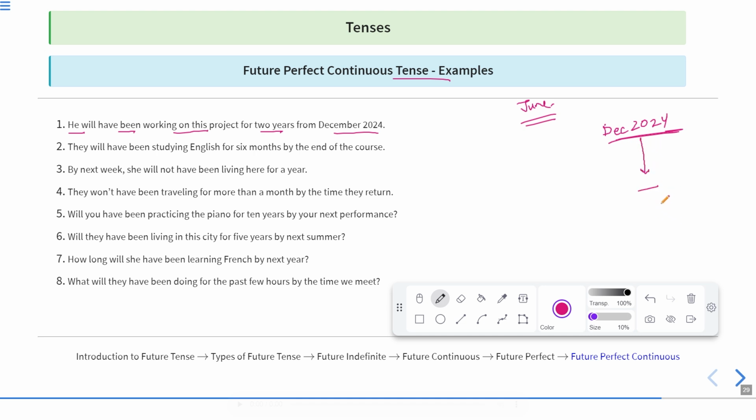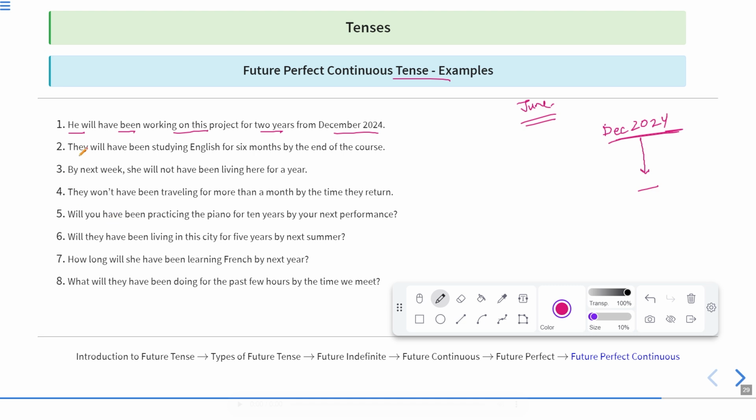Now, if we talk about some more years, it means after 2 years, we are imagining a situation that he will have been working on this project for 2 years from December 2024. Okay, so it will initiate in December 2024, and we are covering 2 more years on this project, and maybe it is possible it will be extended in future, up to what time we don't know.